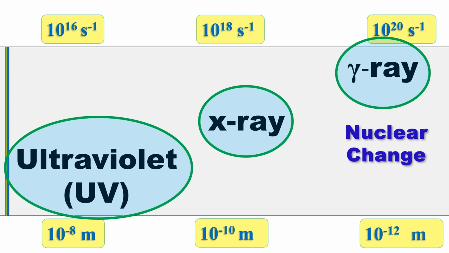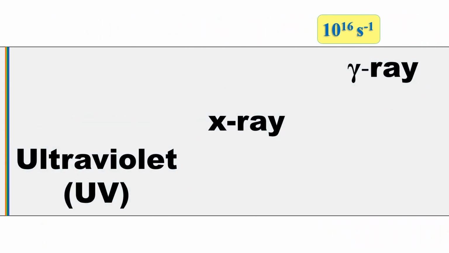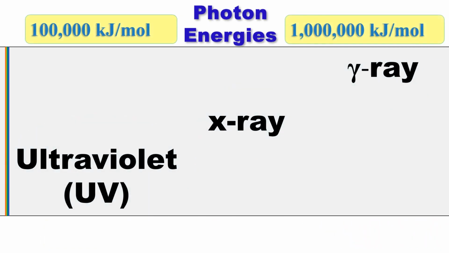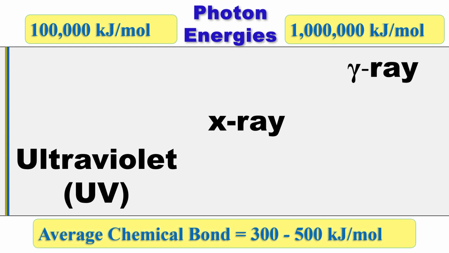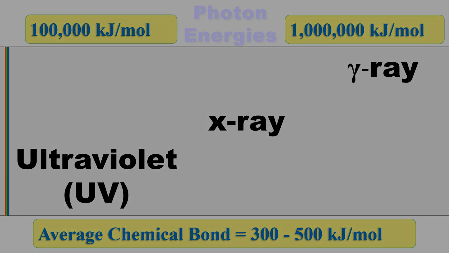The reason these types of radiation are dangerous is because of their very high energies. These photon energies can range from 100,000 to 1 million kilojoules per mole. Chemical bonds, you see, usually range from 300 to 500 kilojoules per mole. Enough exposure to these photons can break chemical bonds and thus damage cells in the body.